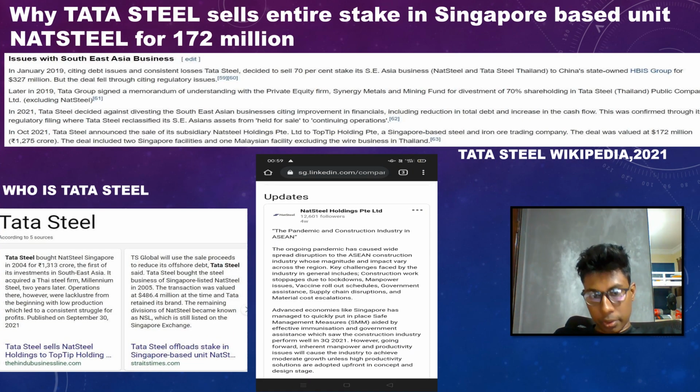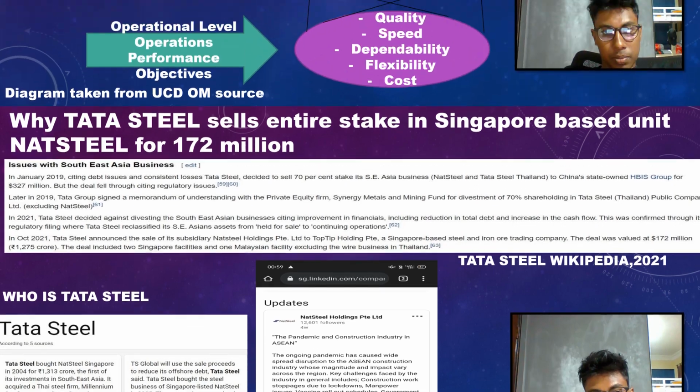Moving forward, during the pandemic, NatSteel was facing a few challenges, which include construction work stoppages due to lockdowns, manpower issues, vaccine rollout schedules, government assistance, supply chain disruptions, and material cost escalations. Due to the cost escalations, in January 2019, NatSteel was facing debt issues and consistent losses. And fast forward to October 2021, Tata Steel, who bought NatSteel in 2004, sold the entire stake in the Singapore-based unit for 172 million. Therefore, what we can conclude is that with poor operation management, the company could be very affected and remain at negative net worth.